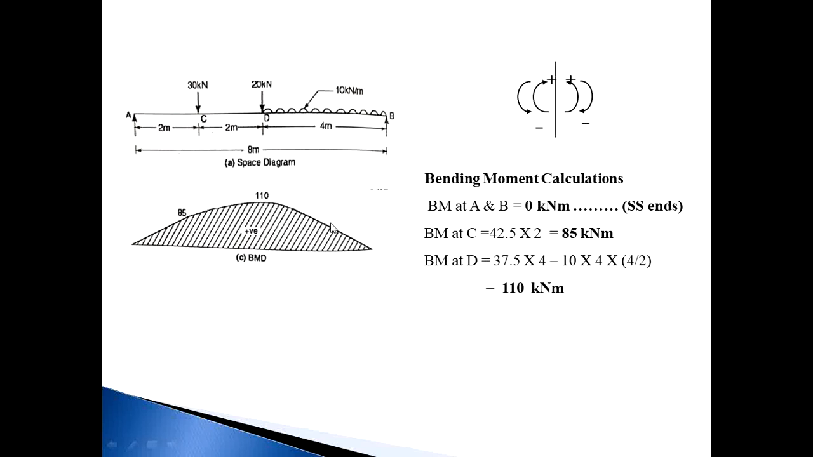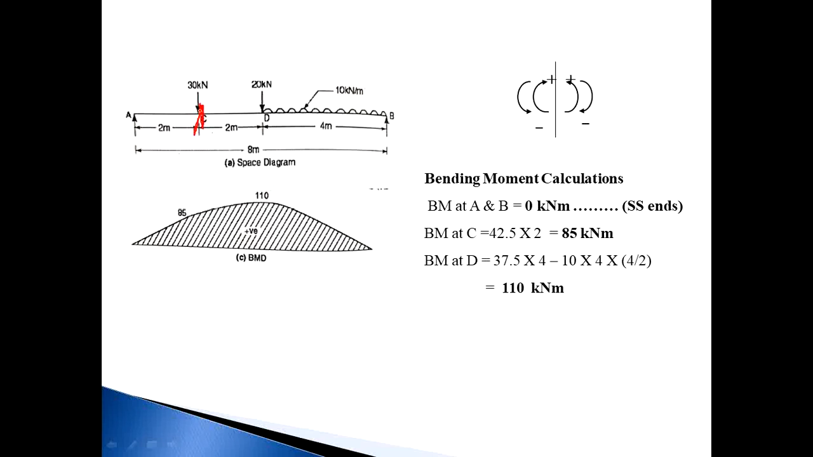Next, we draw the BMD. For the BMD, once again sign conventions: right side anti-clockwise positive, clockwise negative; left side clockwise positive, anti-clockwise negative. Once again, the bending moment at A and B will be 0 because they are simply supported ends. Means bending moment at A and bending moment at B is equal to 0. Then next, bending moment at C. Now consider a section exactly on point C.